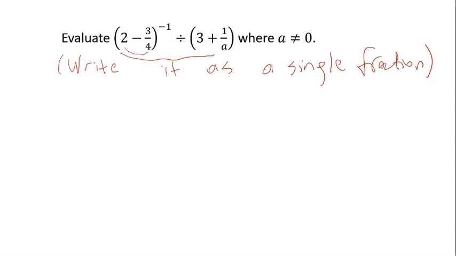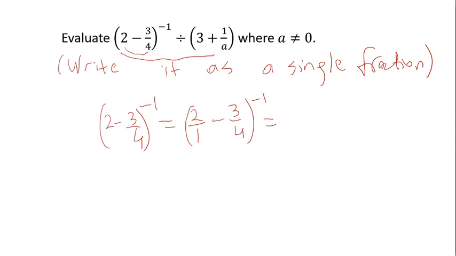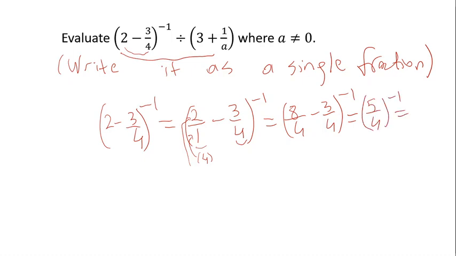First, let's start with this part. 2 minus 3 over 4, to the negative first power. One thing is that the inside is like 2 over 1 minus 3 over 4, and then the negative first power. So how do you subtract these two? We multiply this with 4. So you multiply both numerator and denominator with 4, so it will be 8 over 4 minus 3 over 4, to the negative first power, which is 5 over 4 to the negative first power, which makes 4 over 5.